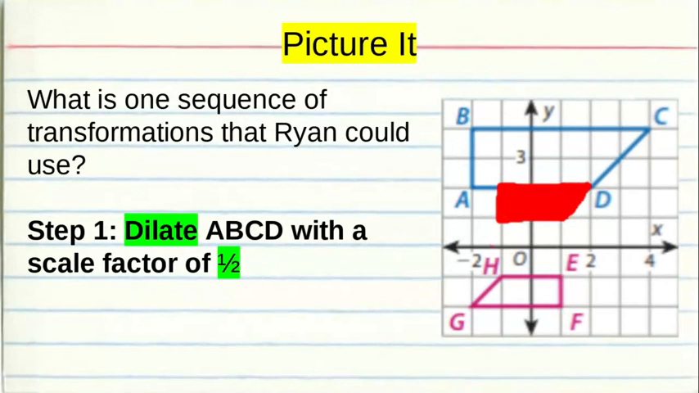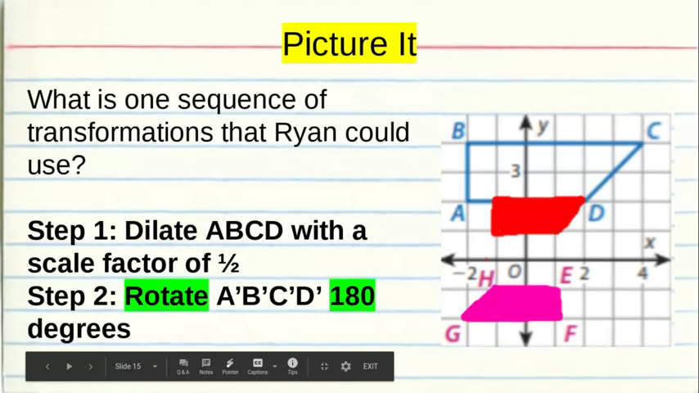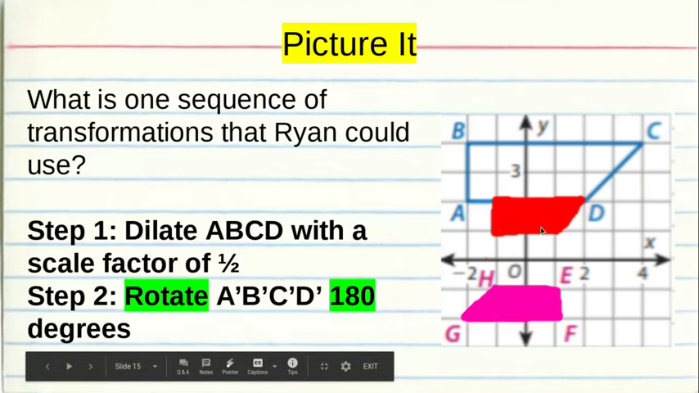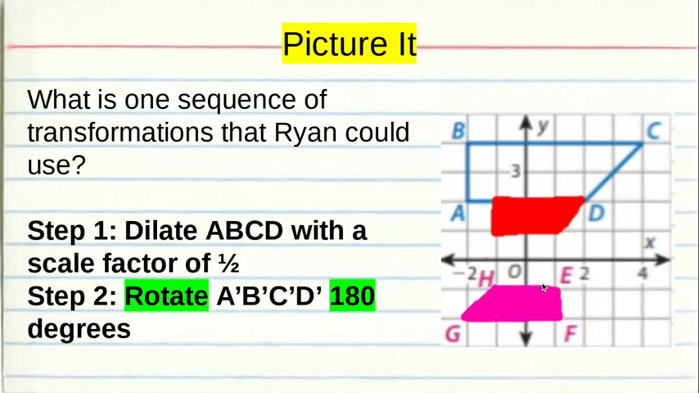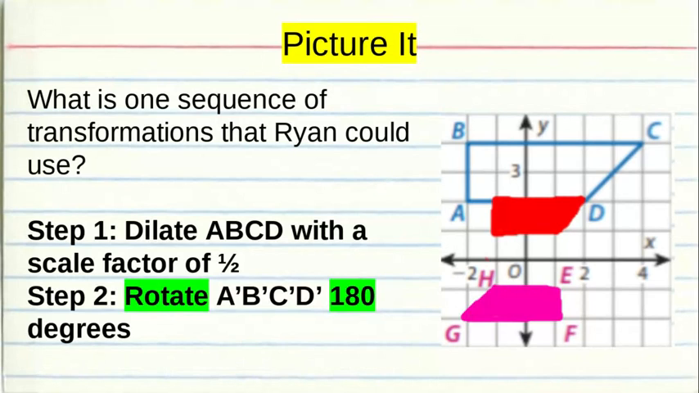Another way of doing it is again starting with that dilation of ABCD with that scale factor of 1/2, because we know we will need to dilate it in order to make it the same size as our final figure. And then from there, rotating that figure 180 degrees. So taking our A'B'C'D' figure and rotating it 180 degrees, we'll map it onto that final figure of HEFG. So that is another sequence of transformations we could do to go from ABCD to HEFG.